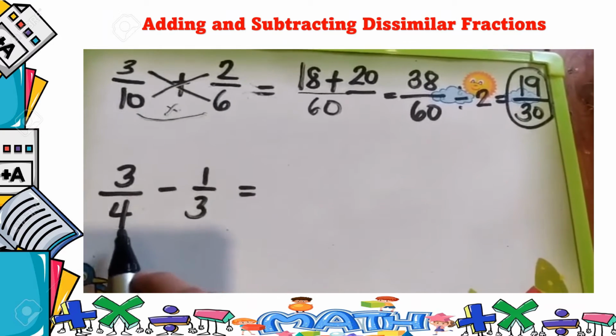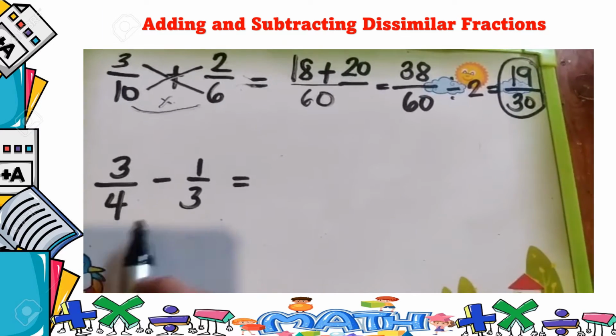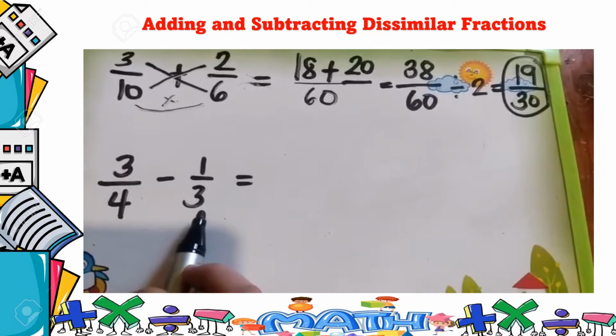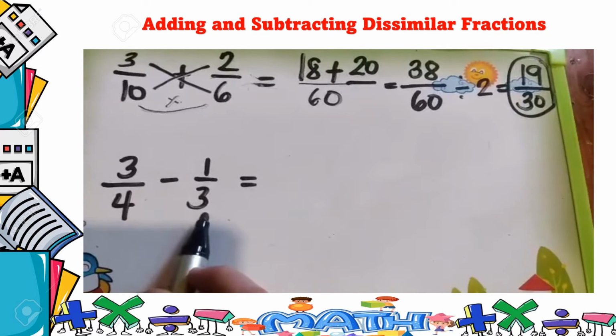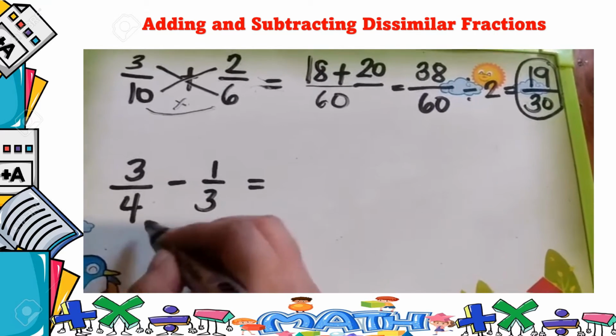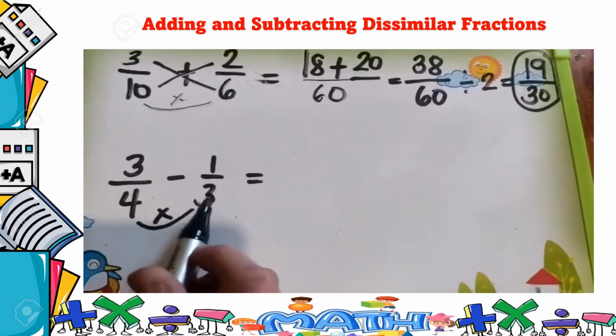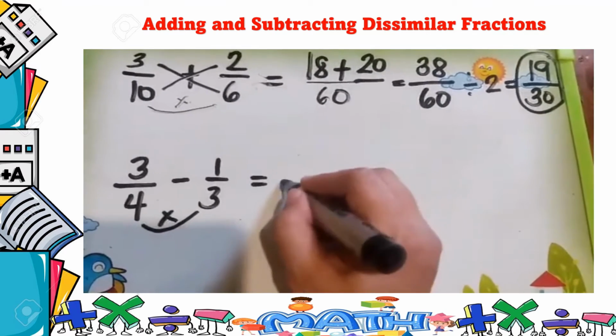In the second given, we will subtract. 3/4 minus 1/3. As you can see, they have different denominators. So first is to get the LCD or the least common denominator. We will just multiply it. 4 times 3 is equal to 12.